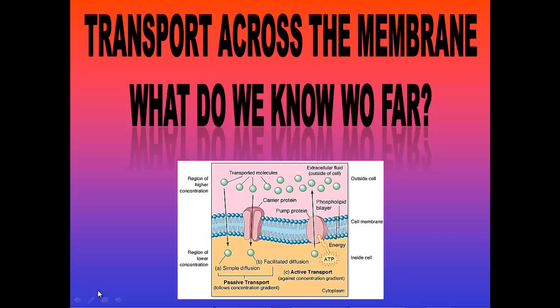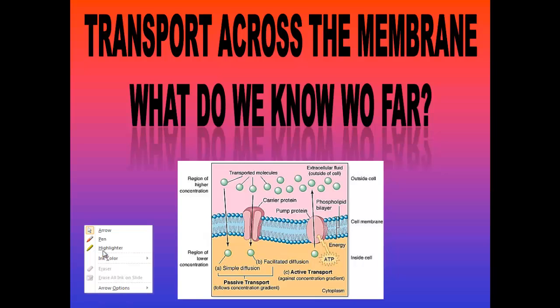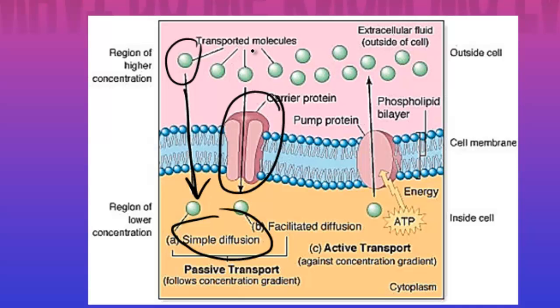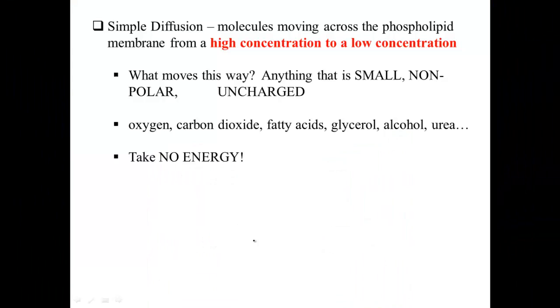Hi everyone, and welcome to our last screencast about transport across the membrane. Let's start by asking ourselves what we know so far. We've talked about diffusion, passive diffusion, where molecules can just go across the phospholipid membrane, or they can use a carrier going from a high to a low concentration. Let's break that down a little bit more.